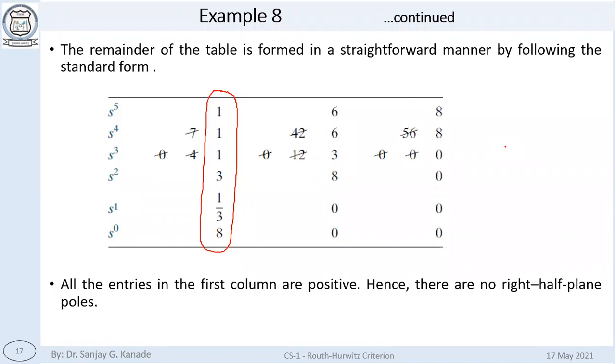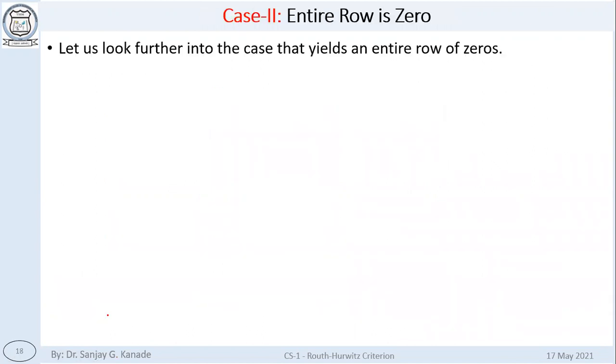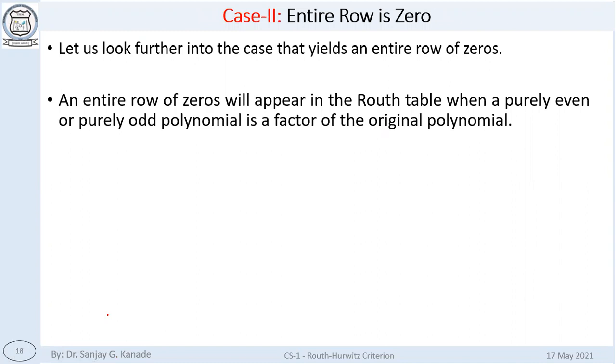And specifically when there is this kind of auxiliary polynomial or when there is a row of 0, it is actually this kind of special case where there are poles on the imaginary axis, and that is why there was this row of 0. Okay, that's why the words that I have written here at the end, all the entries in the first column are positive. Hence, there are no right half plane poles. Means the system is not unstable, but it doesn't mean system is stable. The system can be marginally stable.